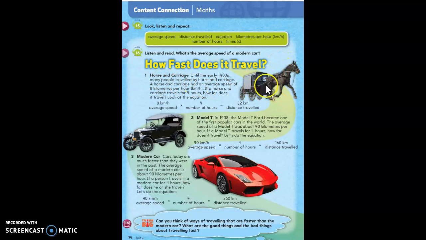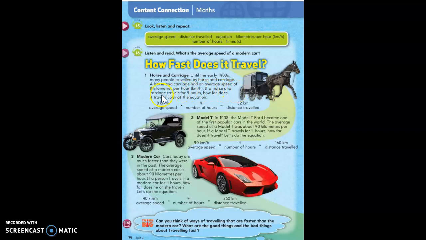Here we have a horse and carriage, an old car, and a very new modern fast car. Let's see. Do you think the horse and carriage travels faster or slower than the old car and the new car? Horse and carriage. Until the early 1900s, which is about 100 years ago, many people travelled by horse and carriage. A horse and carriage had an average speed of 8 kilometres per hour.